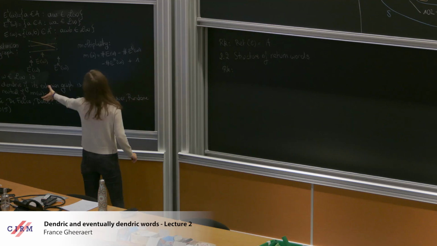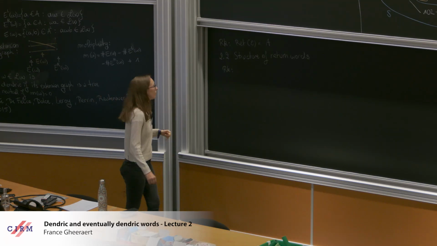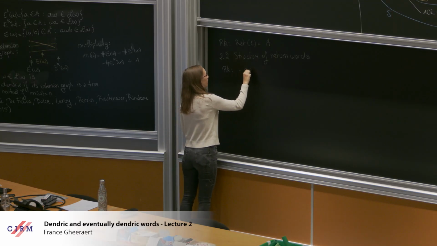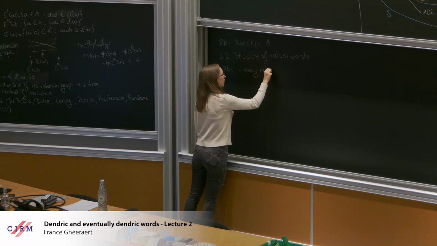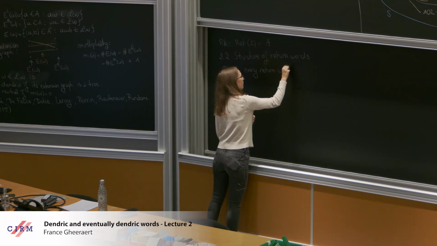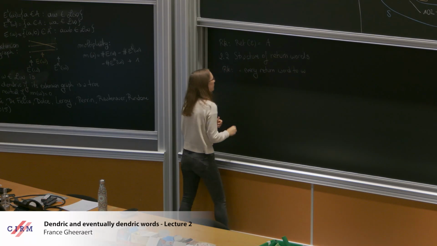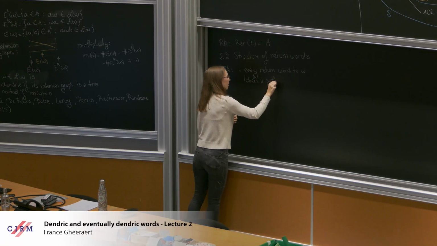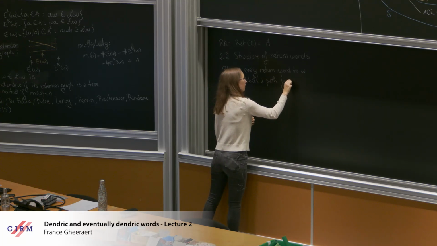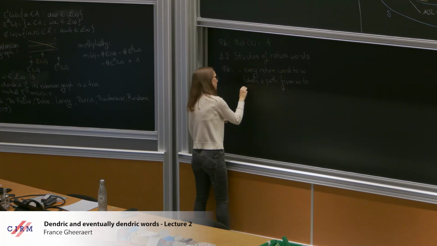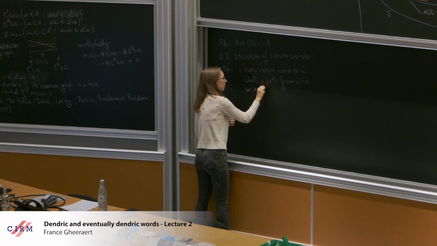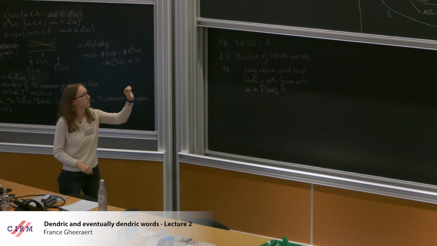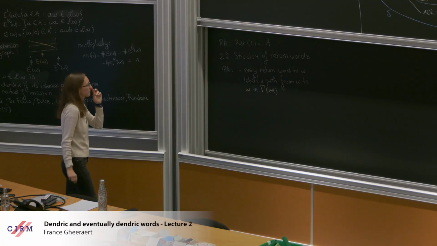So the dendricity, or at least extension graphs, are related to Rauzy graphs, and Rauzy graphs are related to return words, because every return word to some W labels a path from W to W in the correct Rauzy graph. So in the Rauzy graph of order the length of W, so that W is actually a vertex of that Rauzy graph.